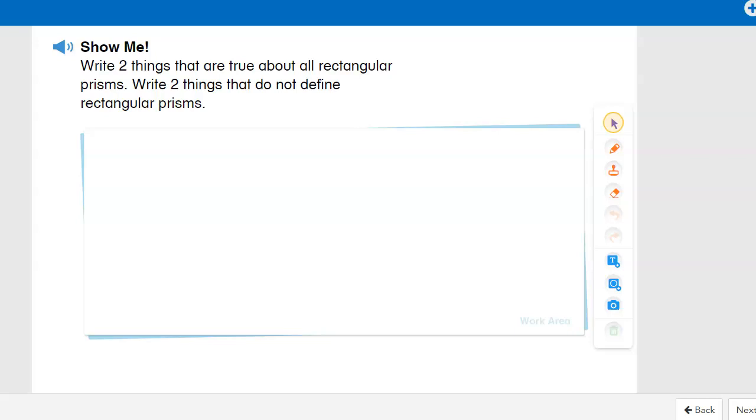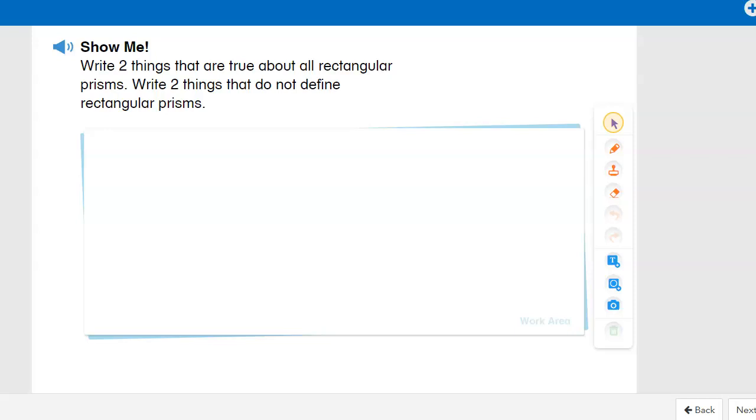Okay, class, we are on page 582 in the Convince Me part of your workbook. On my screen it says show me, but on yours it says convince me, but it still says the same thing, so that's okay. So this says write two things that are true about all rectangular prisms. Write two things that do not define rectangular prisms.